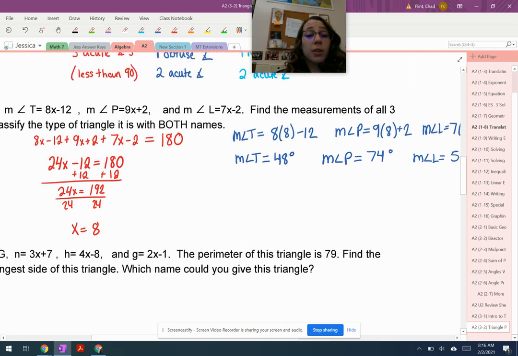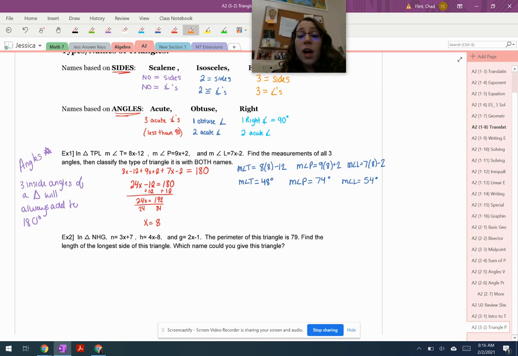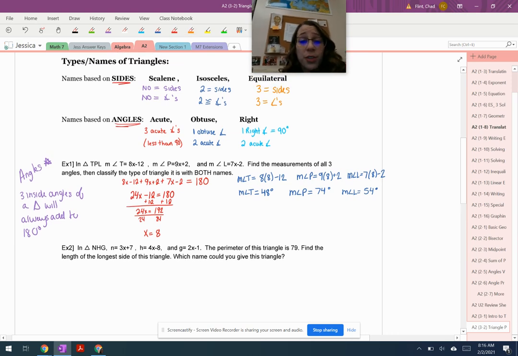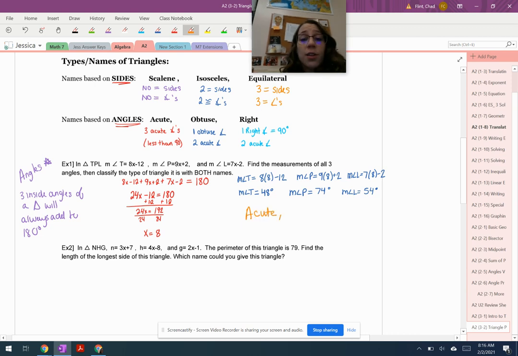So I've got the measurement of all three angles, but now, last but not least, they want me to determine which names or which classifications I can give this triangle. So 48, 74, and 54, none of those are obtuse angles and none of those are right angles. So they're definitely all acute. So this is an acute triangle. And then none of the angles are equal, so that means it's got to be scalene. So this is an acute scalene triangle.